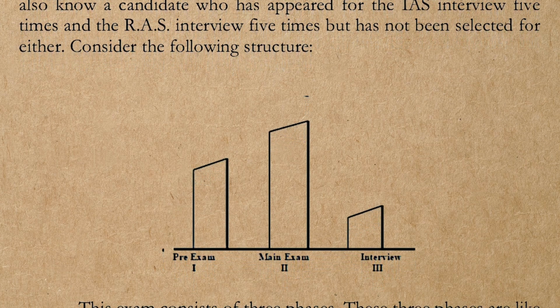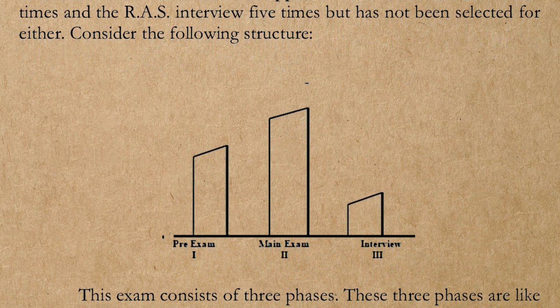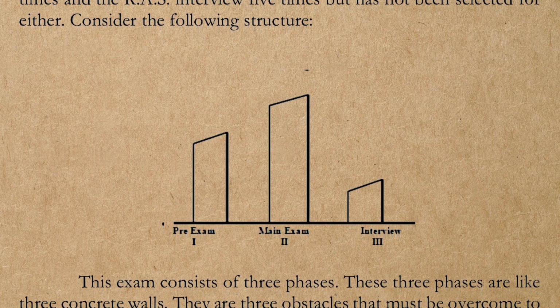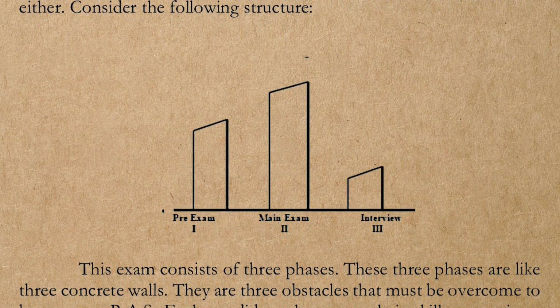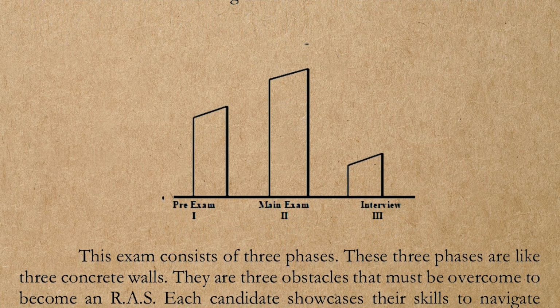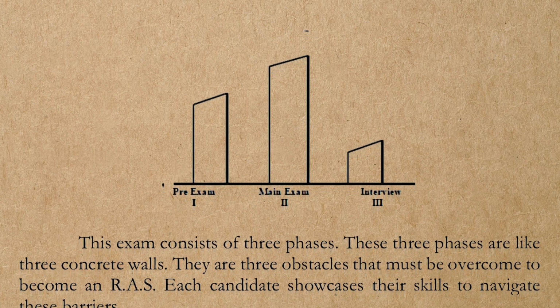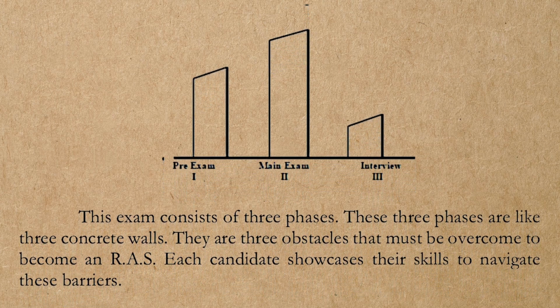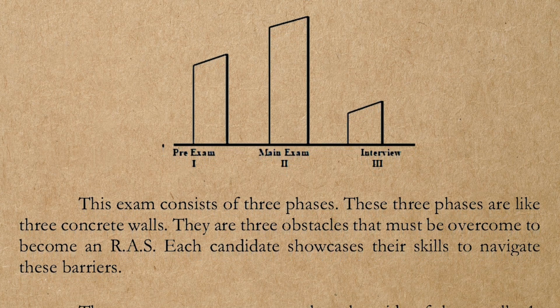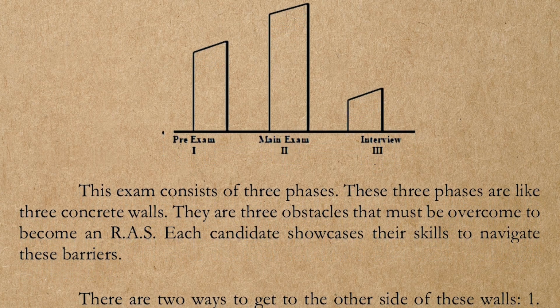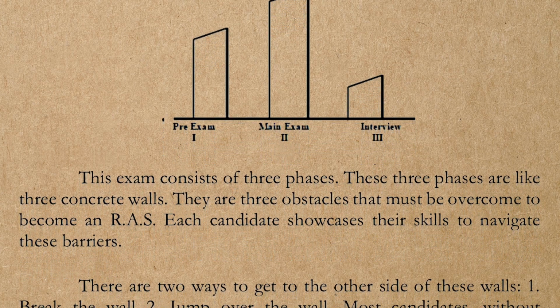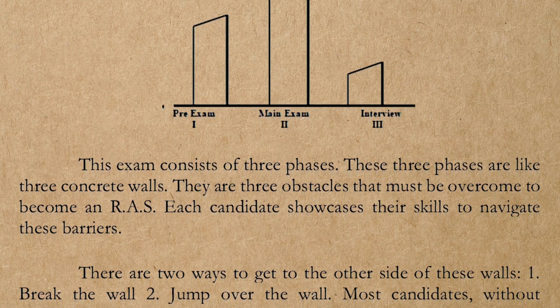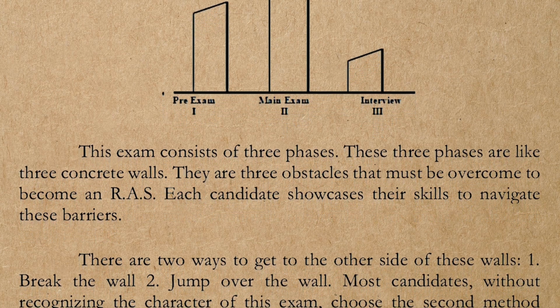Consider the following structure. These three histograms show first histogram pre-exam, second main exam and third interview. This exam consists of 3 phases. These 3 phases are like 3 concrete walls. They are 3 obstacles that must be overcome to become an RAS. Each candidate showcases their skills to navigate these barriers.